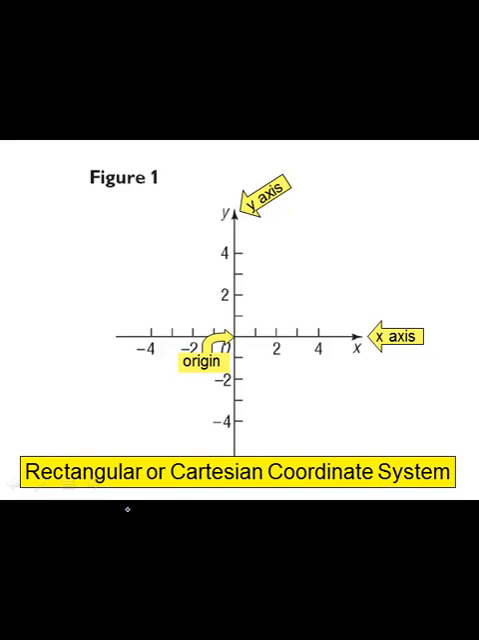Because these coordinates are gotten by going left or right and up or down at 90 degrees, we call this rectangular coordinate system, also known as the Cartesian coordinate system, named after René Descartes, a French mathematician slash philosopher from several hundred years ago. So let's go ahead and get some practice in plotting points if we know their coordinates.